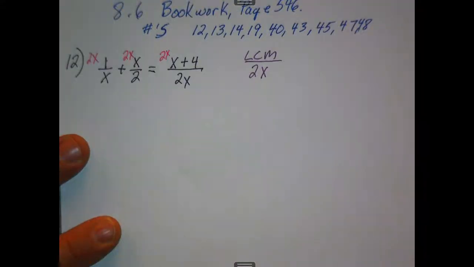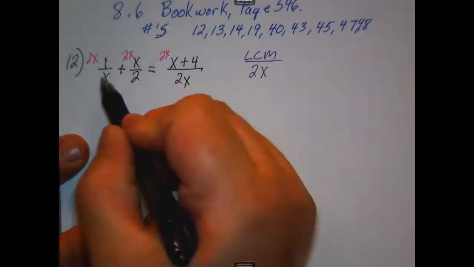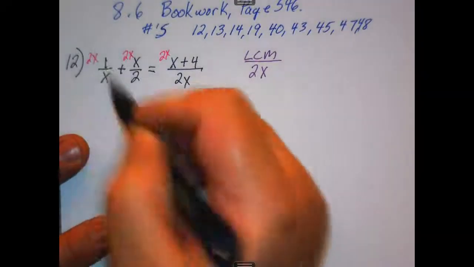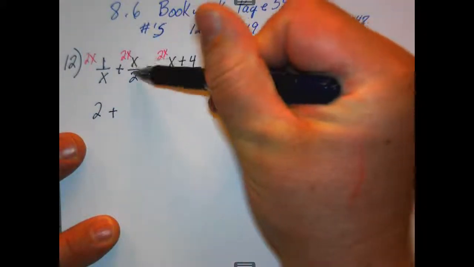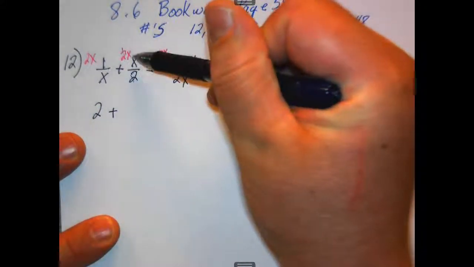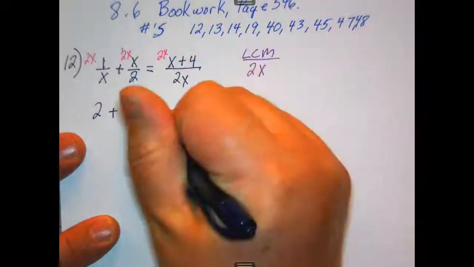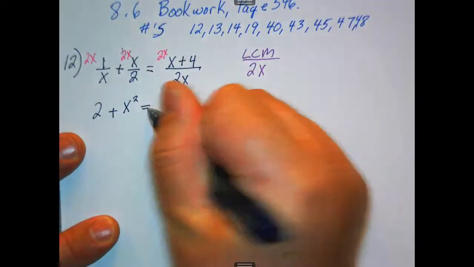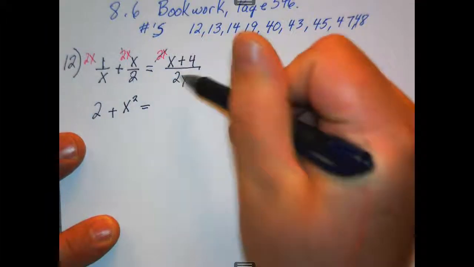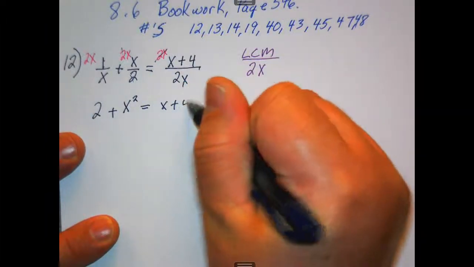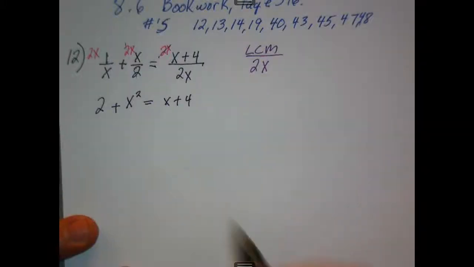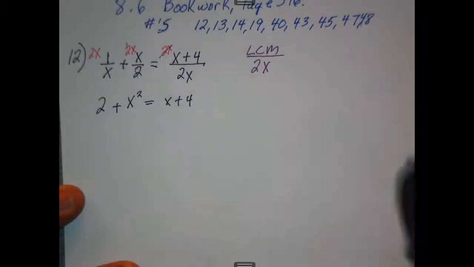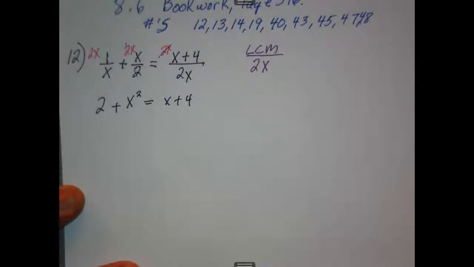Okay, so what do I end up with on the first one? Well, x is canceled. 2 times 1 is 2. Here, the 2's cancel. I get x times x is x squared. Here, all of it cancels, and I get x plus 4. Okay, I have a quadratic, so I'm going to have to get a 0 on one side.